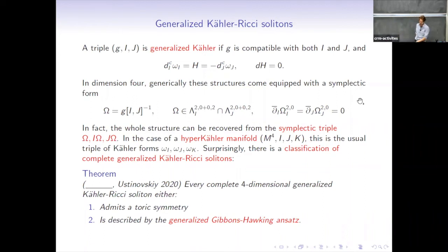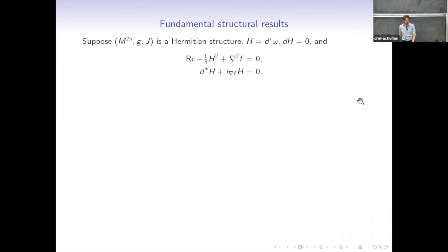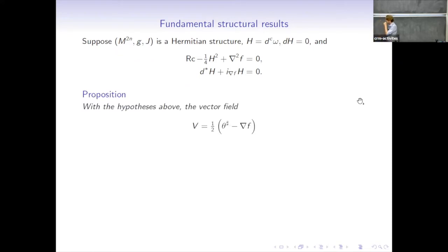Let me say some words about this. To build up to what the Gibbons-Hawking ansatz is, I'll recall some general structure. I don't even need generalized Kähler yet. Just fix a pluriclosed Hermitian structure and impose the soliton equation. You can do some computations and prove that the vector field one-half theta sharp, the Lee form, minus grad f, is holomorphic, and JV is Killing. This is something very familiar from Kähler Ricci solitons, where there would be no theta, but it's the same. You get a holomorphic vector field such that J applied to it is Killing.